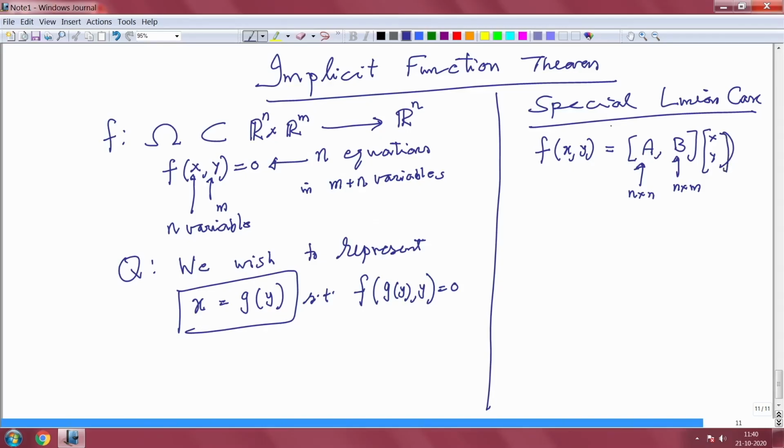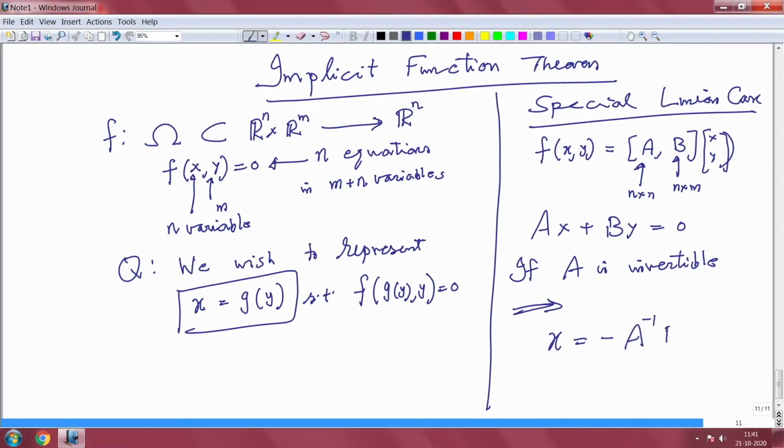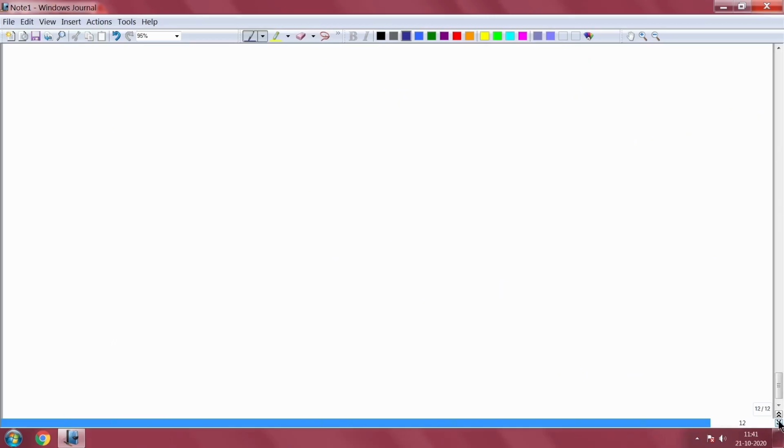So, the solvability of the linear equation is A x plus B y equal to 0. So, naturally you can solve. So, if A is invertible, that implies you can solve: x is equal to minus A inverse of B of y. So, that is basically your linear form of the theorem. Okay. So, you have the linear version of the theorem. I want to do the linear version to continue.